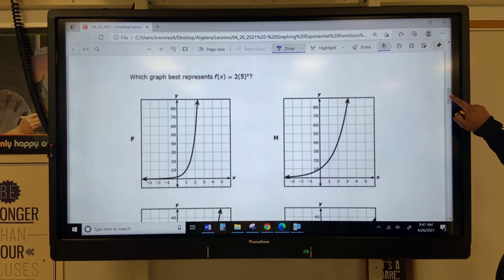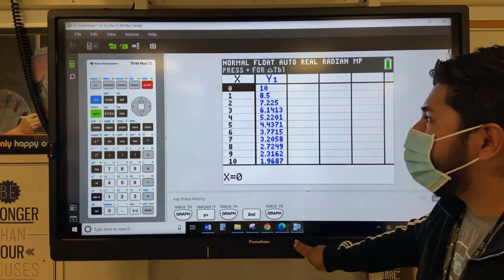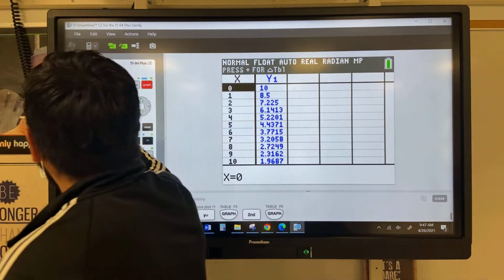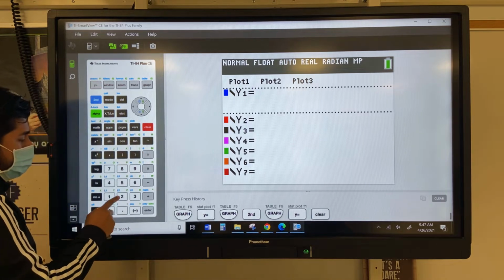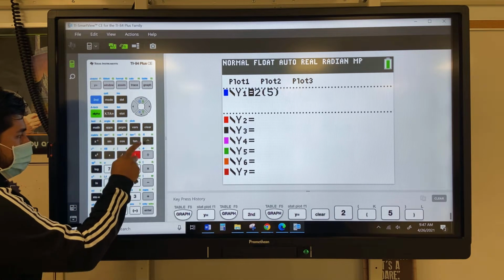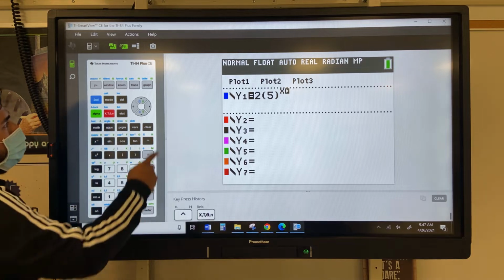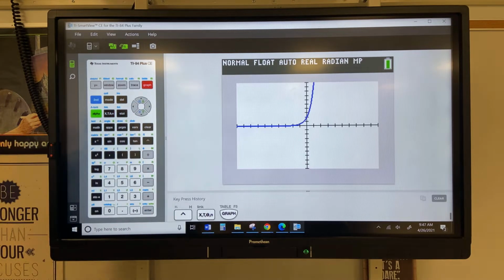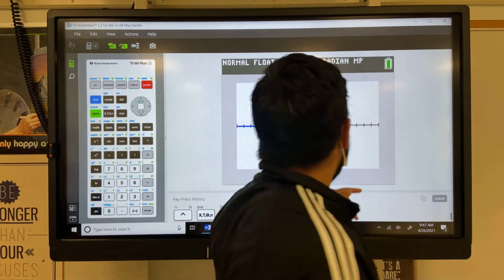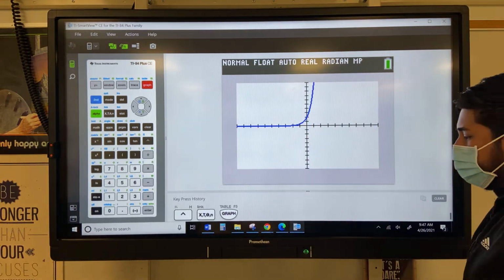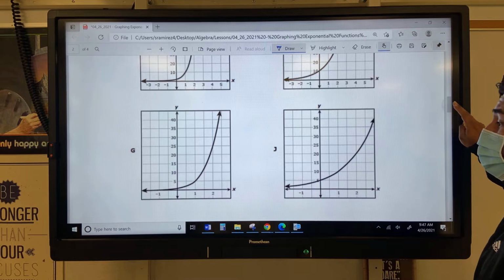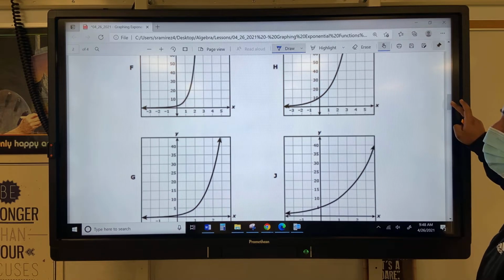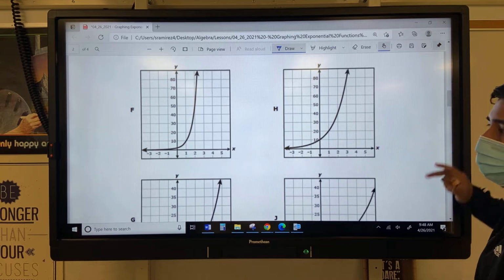Which graph best represents 2.5 to the power of x? So again, go to y equals. Better clear that. We got 2.5 to the power of x. Graph it. Okay, so we know it's increasing like that. We can automatically see it went through 2. Let's check it out. Shoot, they're all doing that, but we should have recognized that it went through 2. Let's check through each one.